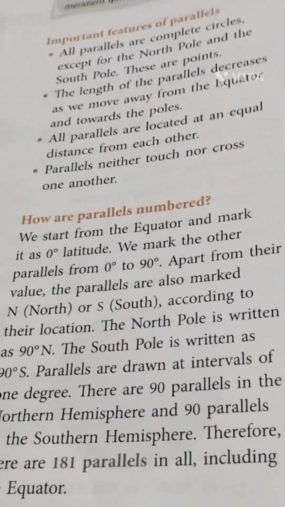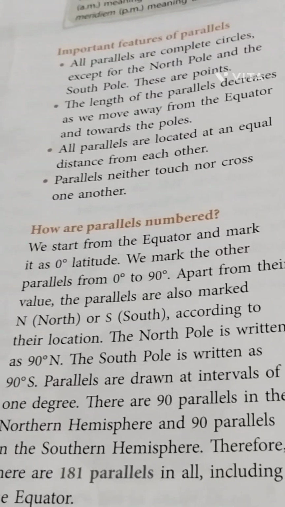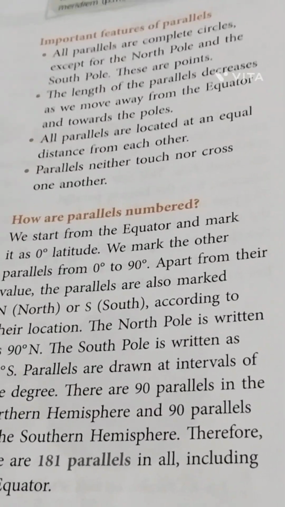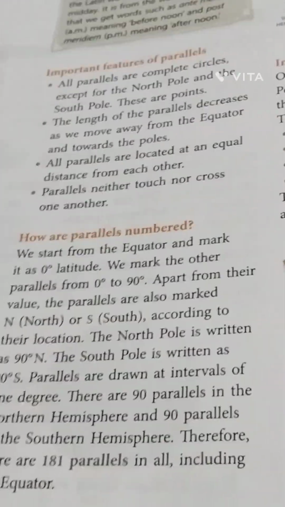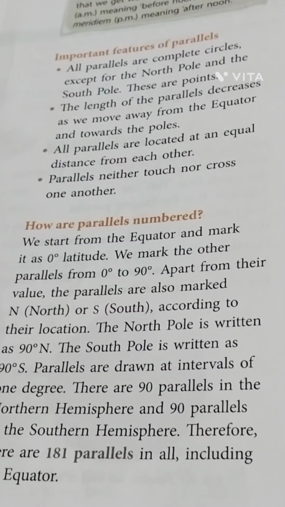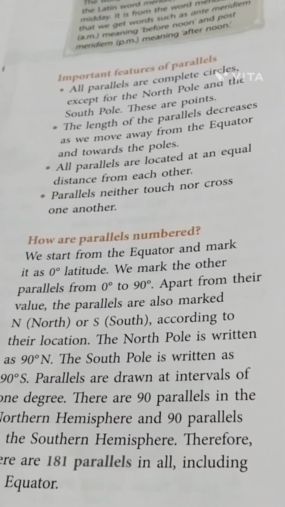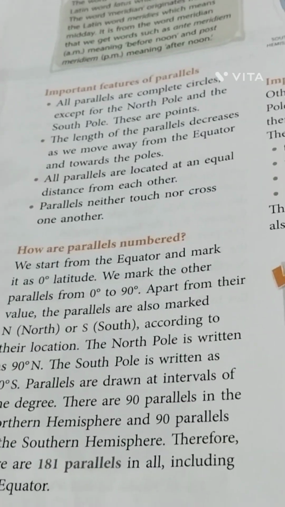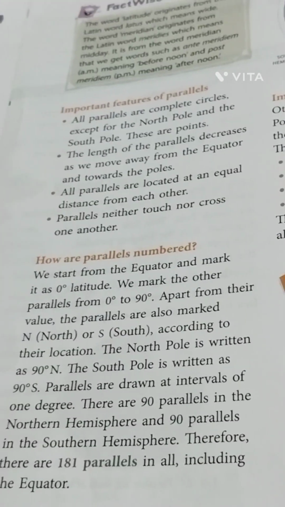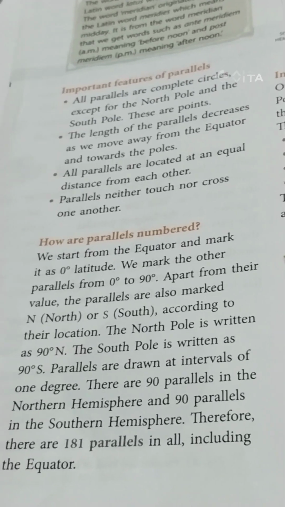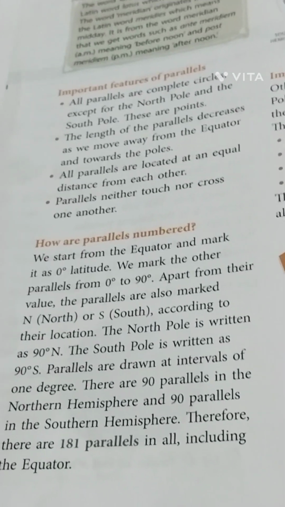How are parallels numbered? We start from the equator, marked as 0° latitude. We mark the other parallels from 0° to 90°. Apart from their value, parallels are also marked N for north or S for south, according to their location. The North Pole is written as 90°N. The South Pole is written as 90°S.